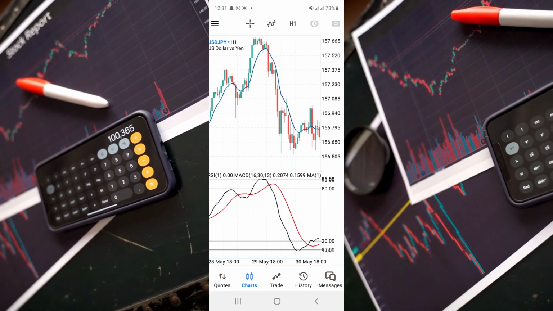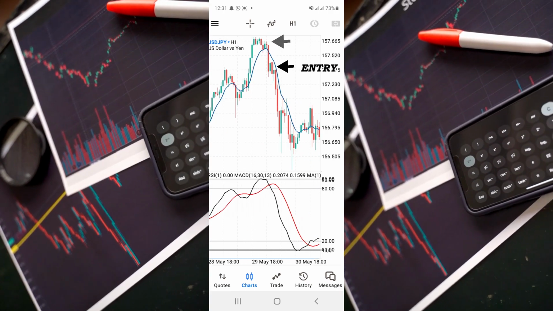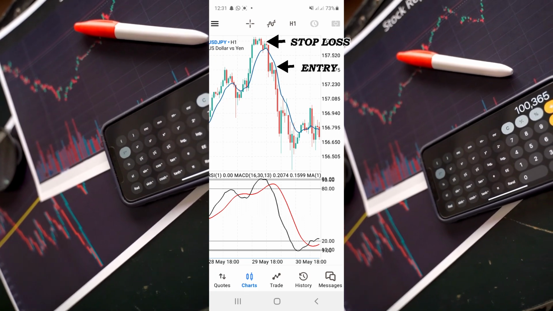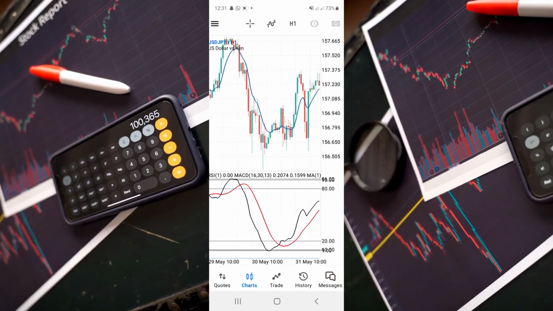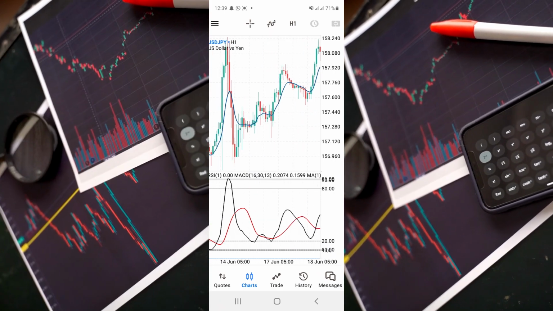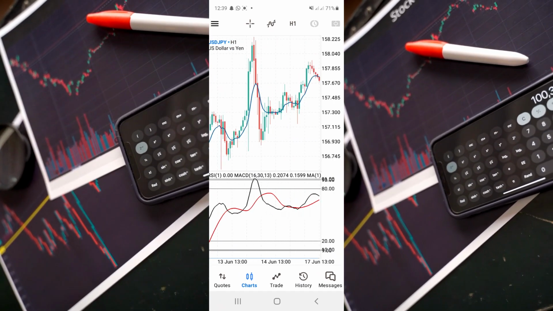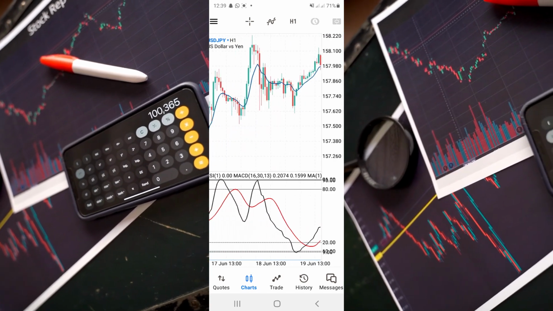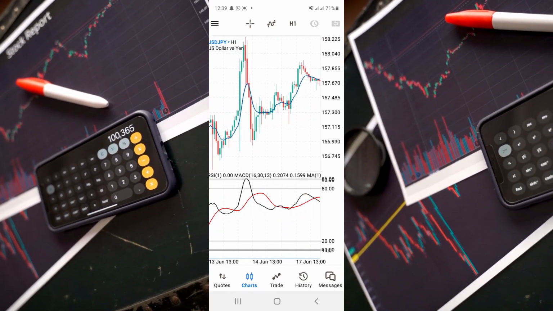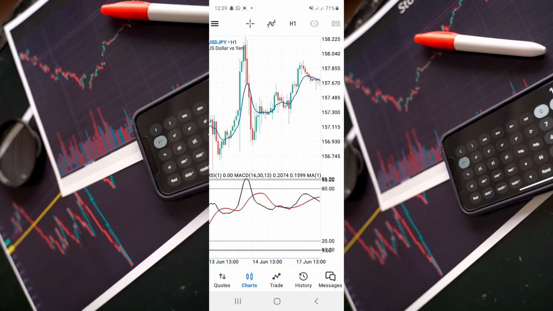So we simply place our entry right here, our stop loss above the high. Then we target a 1 to 2 or a 1 to 3. As you can see, the trade worked out well. Guys, it's important to note, in order to increase the win rate of this strategy, it's better to take trades at the beginning or the end of the trend. That will increase the win rate of this strategy, hence allowing you to make more money.